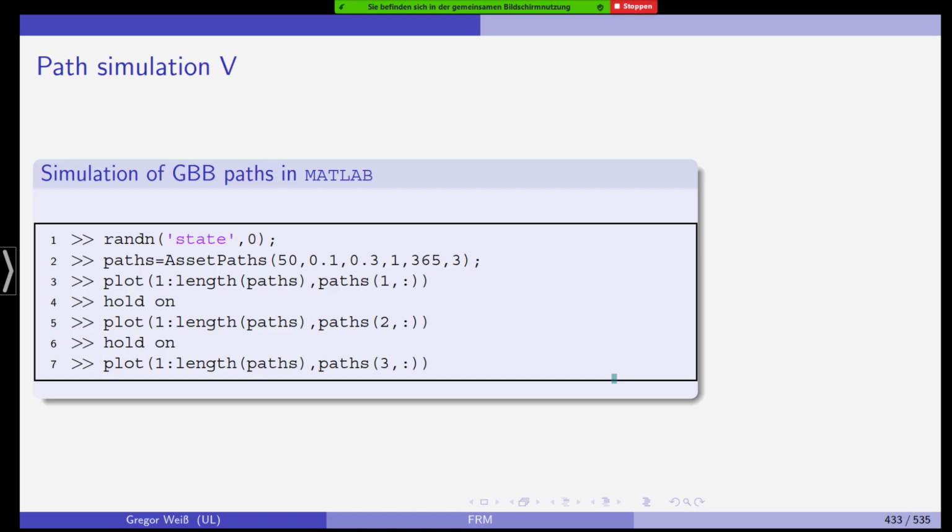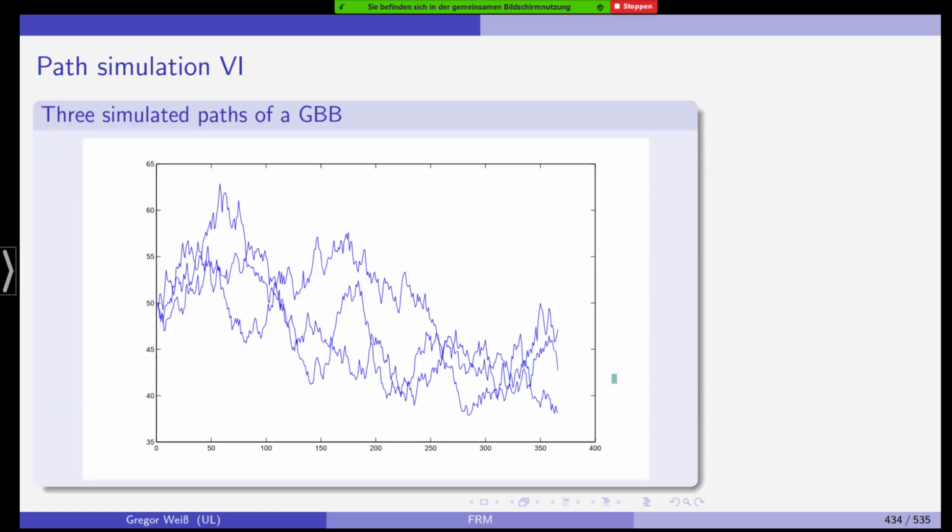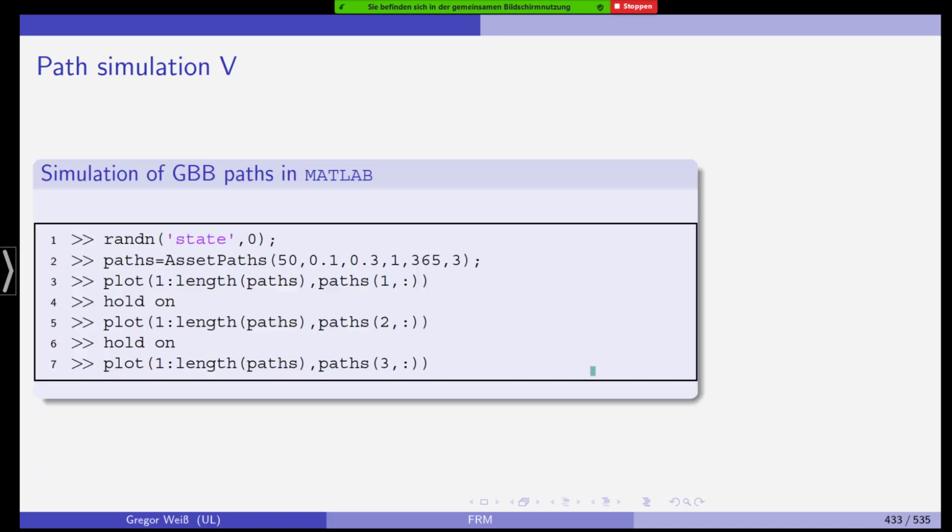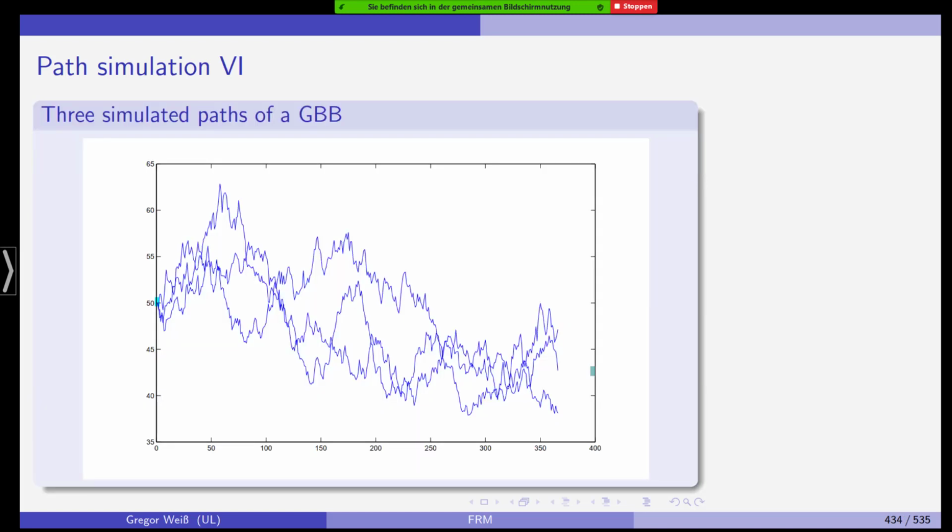Let's simulate 3 paths, and actually it looks like this. This is geometric Brownian motion, 3 potential simulated paths. They all start out at 50. And as you can see with these parameters, there is probably a negative drift, on a very small drift. And we have 3 potential time evolutions and paths from the geometric Brownian motion.